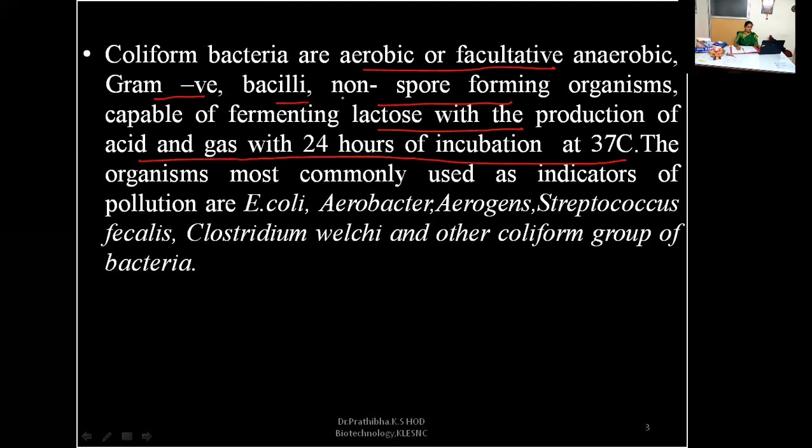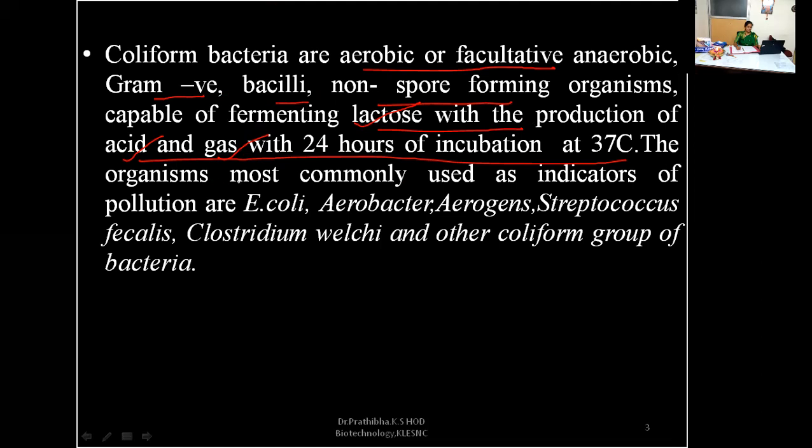It means the coliform bacteria are capable of fermenting lactose. Once they ferment this lactose, you can see the positive result in the form of the production of acid or gas. Acid production means the color of the lactose broth medium will change. Gas production means you can see bubbles in that test tube.